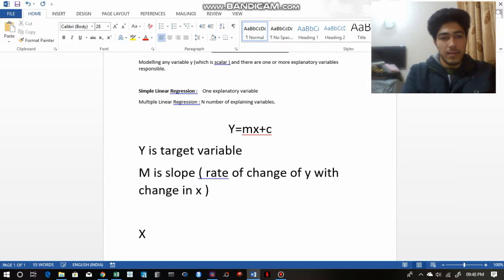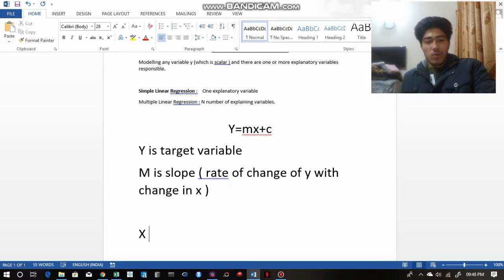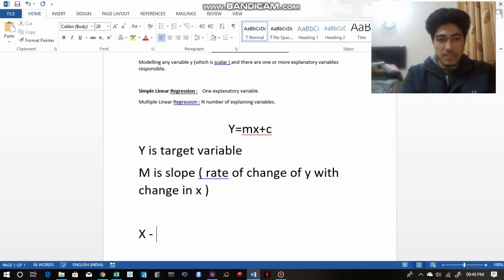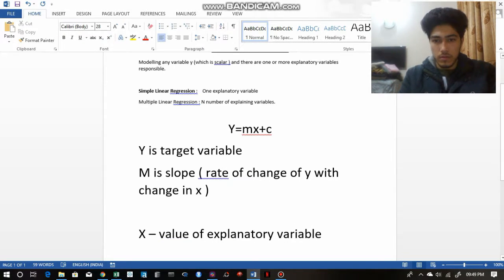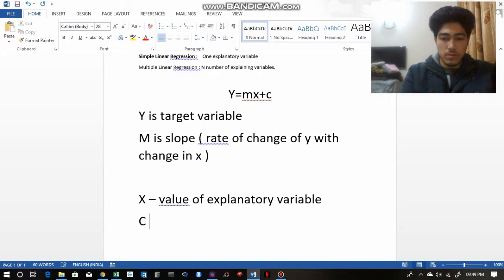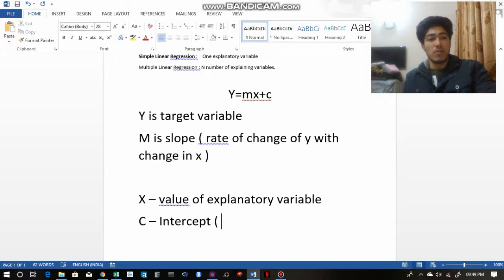What is x here? x is the only variable explaining the model, the value of explanatory variable x. And what is c? c is the intercept. Now what does this term intercept mean? This term intercept means the value of y when x is 0.